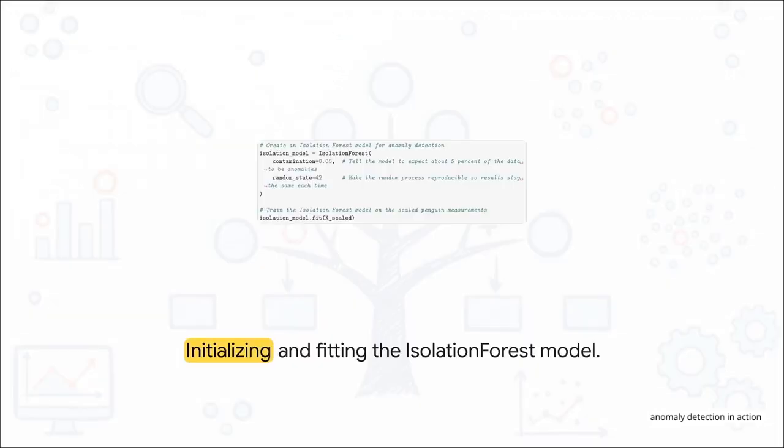And here is the magic. In literally just 2 lines of code, we instantiate our isolation forest model, we pass in that 0.05 contamination rate, and we set a random state just so our results are perfectly reproducible. Then we immediately fit it to our scaled penguin measurements. Just like that, the model has built its random trees and calculated all those path lengths behind the scenes.